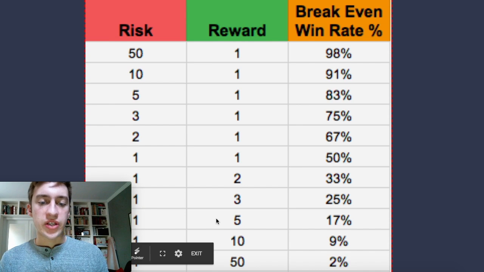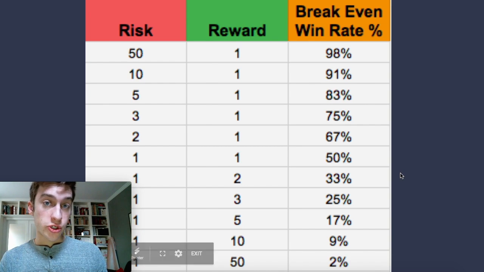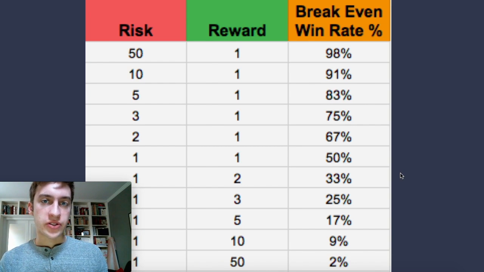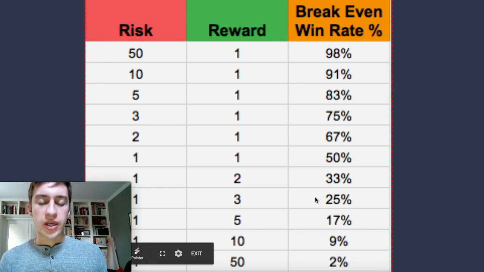1 plus 5 is 6. 1 divided by 6 is about 17%, rounded. So before you take your trade, always ask yourself your risk reward, which should be obvious when you have your stop loss and take profit, and then just get out a calculator or do it in your head and simply calculate the win rate percent.